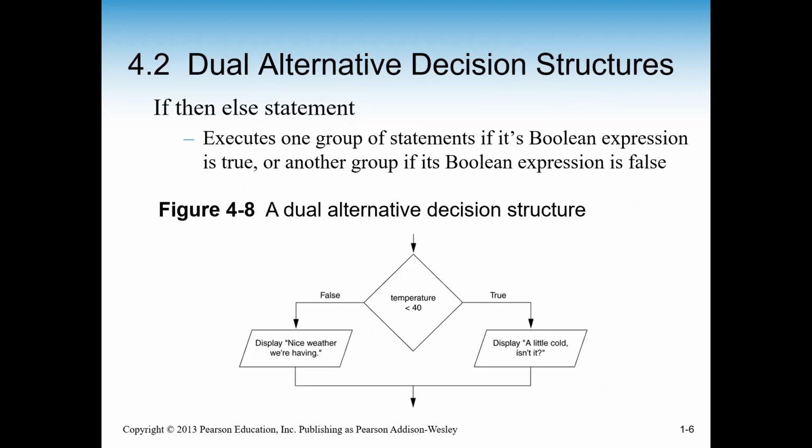The dual alternative decision structure. This is when you have, now the flow, right? Two paths to follow. So the dual alternative decision structure is the if then else statement. Notice the keyword here is else. It executes one group of statements if its Boolean expression is true, or another group if its Boolean expression is false. That's a dual alternative decision structure. The best way to see this one is in this flow chart here.